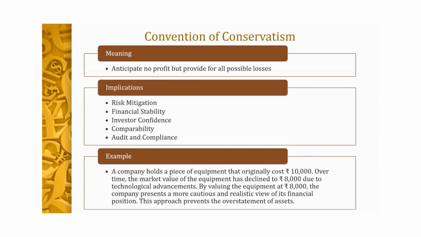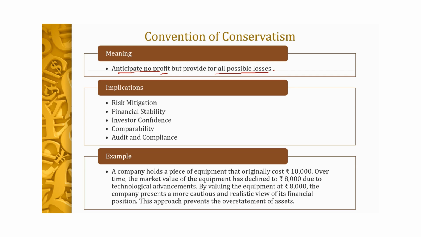Next is the convention of conservatism. Now what does the convention of conservatism say? As its name suggests, conservatism, there is a one line meaning for the convention of conservatism, that is: anticipate no profit but provide for all possible losses.